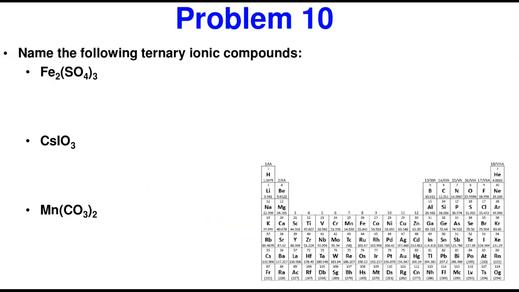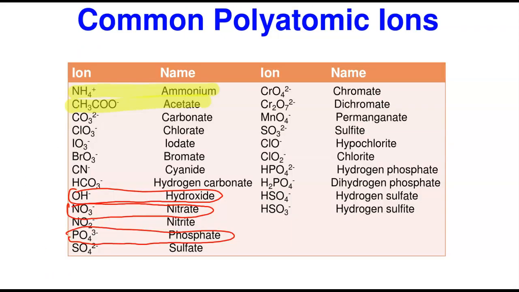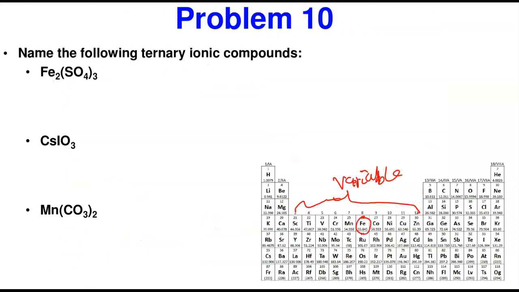Again, let's name these ones. In trying to name these ones, problem 10, iron here, if you look at it, belongs to these variable guys with the variable charges. So what it means is we have to figure out the charge from the anion. Now, what is the name of this polyatomic ion? This is called sulfate. SO4 is called the sulfate ion, and it has a charge of 2 minus. And we have 3 of them. So I'm trying to balance them: SO4 2 minus, another SO4 2 minus, and another SO4 2 minus, because there are 3 of them. Here, 1, 2, 3. And then we don't know the iron.